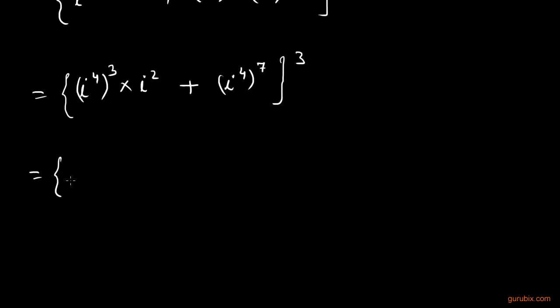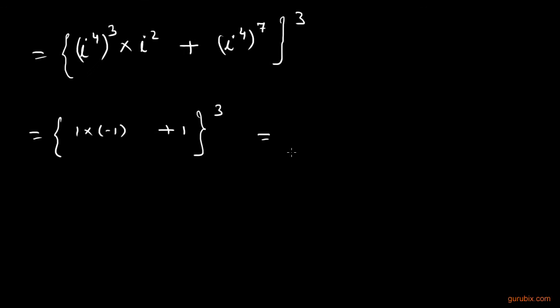So it is 1, it is negative 1, and here is 1 raised to the third power, and this is negative 1, positive 1 raised to the third power. This is 0 raised to the third power. This means 0. So this is the solution of the second part.